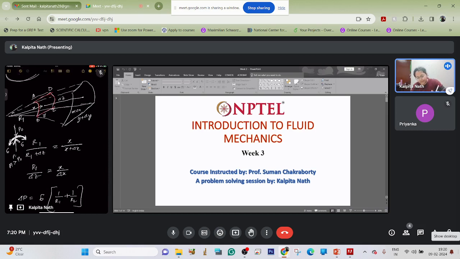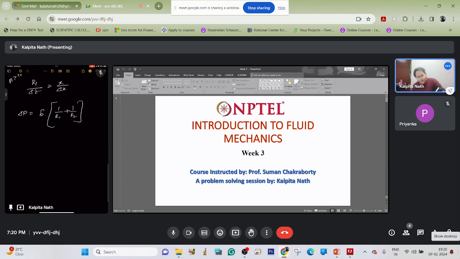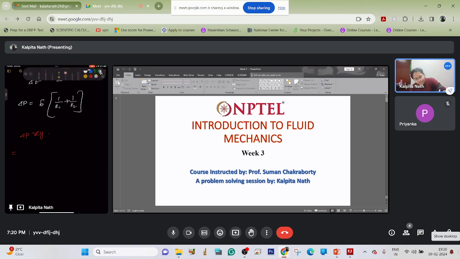The area of this surface is xy. So the force on this surface is delta p, the pressure difference, into area, that is delta p into xy. This contributes to the surface energy. What is the work done associated with stretching of the surface? That is equal to sigma, the surface tension, into x plus del x, y plus del y.